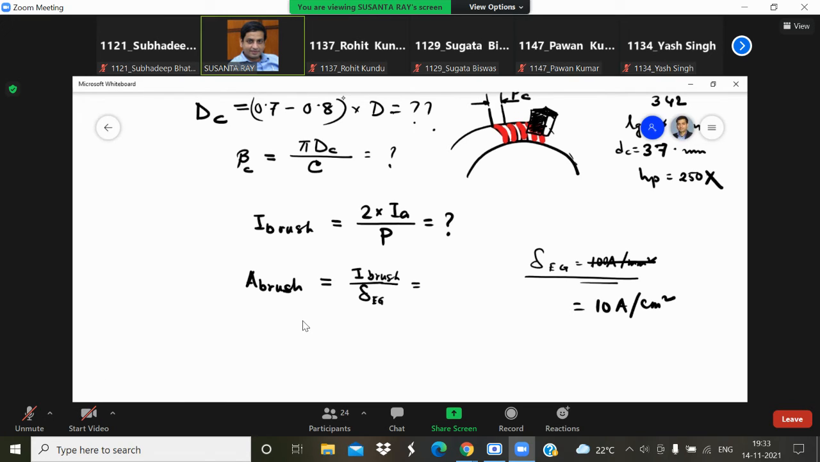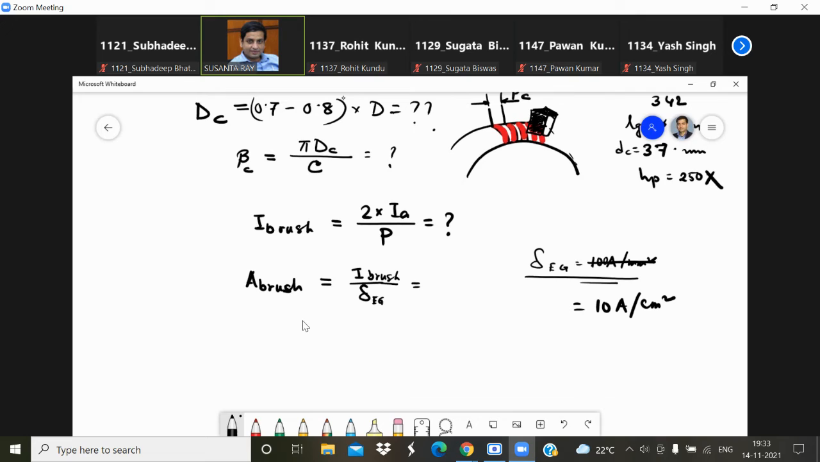Sir, do we have to subtract? You have to subtract the field current. Yes, you have to subtract the field current. If you don't subtract that also, then also it is okay, because if you take a quite larger brush, it doesn't matter. In that case, the current will be a little bit higher, and your brush area will be a little bit higher for the same current. Okay, sir. So that means you are giving more tolerance. That is the thing.